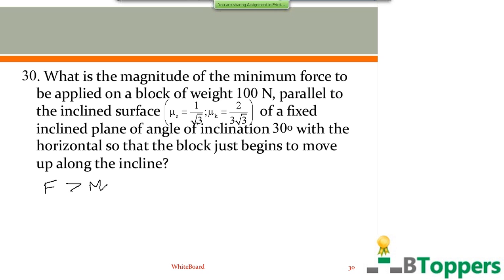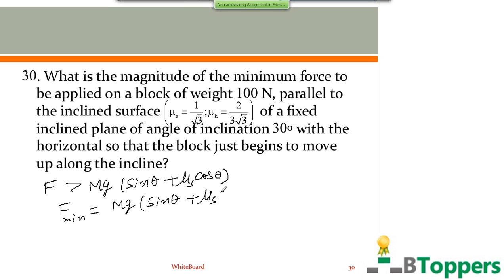So here, as I discussed with explanation, for the block to begin to move up along the inclined plane, the magnitude of the force applied on the block parallel to the inclined surface is more than mg into sin theta plus mu s into cos theta. So the minimum magnitude of the force to be applied on the block parallel to the inclined surface, so that it just starts moving up along the inclined plane, is going to be mg into sin theta plus mu s cos theta. Here the weight mg of the block is given as 100 newtons.